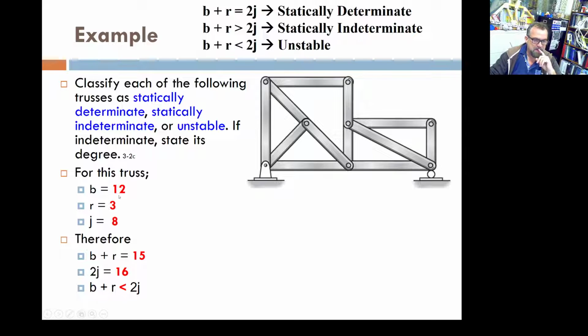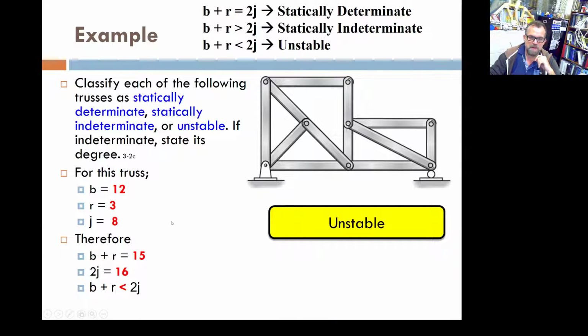12 bars you have. And reactions, 2 plus 1, 3. How many joints? 1, 2, 3, 4, 5, 6, 7, 8 joints. Bars plus reactions, 15. 2 times the number of joints, 16. So that structure will be unstable, as we predicted just by inspection.